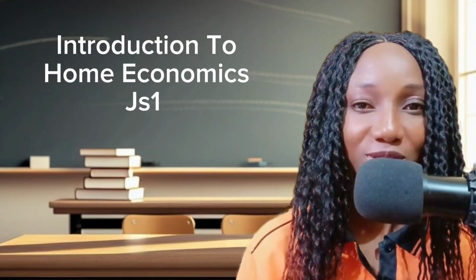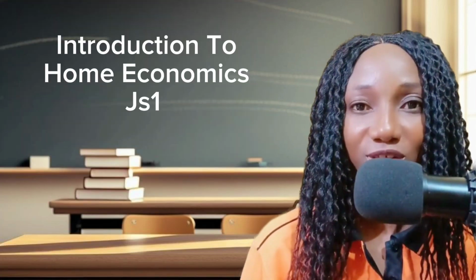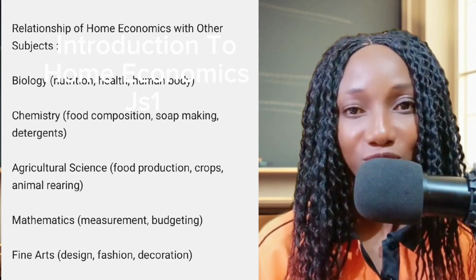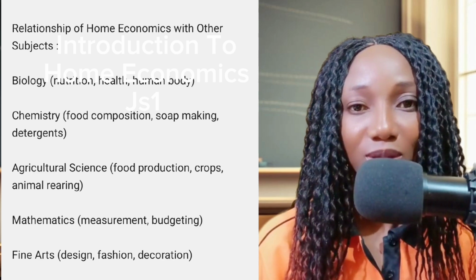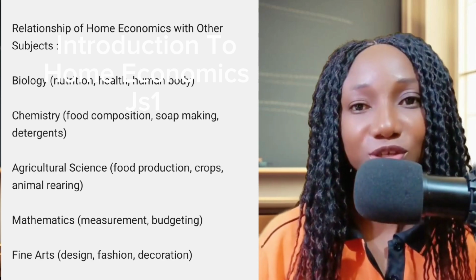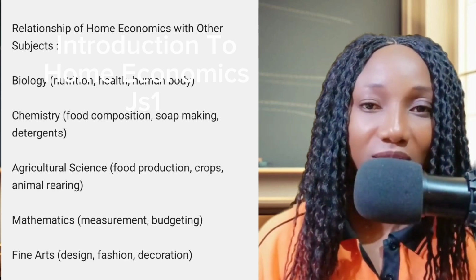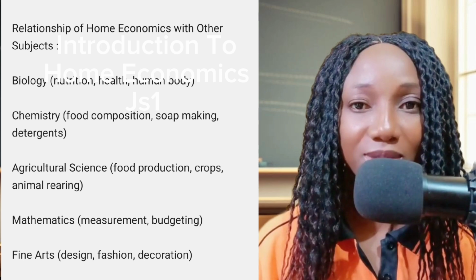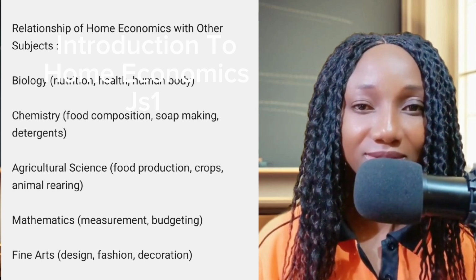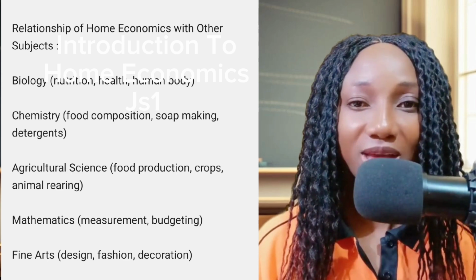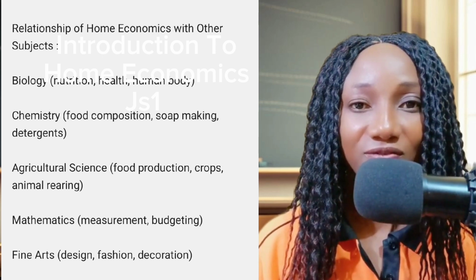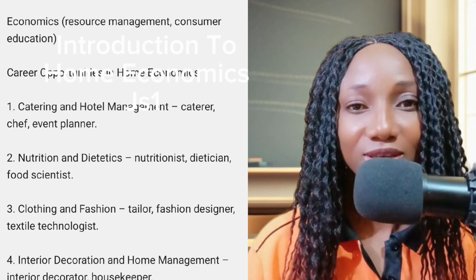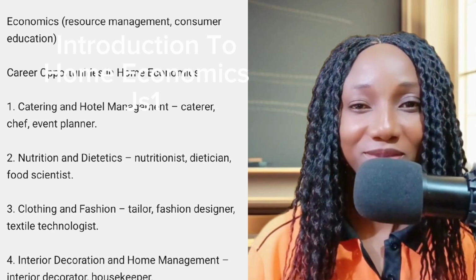Now, relationship of home economics with other subjects. What are the relationships of home economics to other subjects? We have number 1, biology. That's nutrition, health, human body. Number 2, chemistry: food composition, soap making, detergents. We have agricultural science: food production, crop, animal rearing. And then we have mathematics: measurements, budgeting. And we have fine arts: design, fashion, decoration. Then we have economics: resource management, consumer education, everything about management in the home.